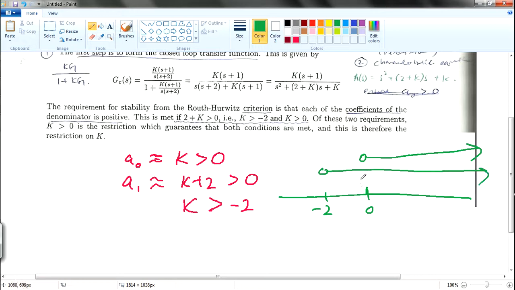So from here you can see that in order to satisfy this whole equation, if you substitute in minus 2 over here, you have 0.